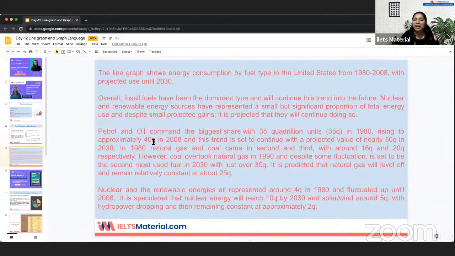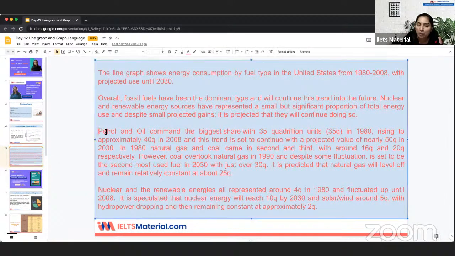Now, let's take the main body paragraph where they have explained petrol and oil. My question was, which is the category that went to the highest. It started with the highest and ended with the highest, so people will not stop using petrol or oil in the future. It is predicted that they would be using more petrol and oil, and they will not decrease the consumption. That is what is given here, taken from 1980 to 2008, and this trend is set to continue with a projected value of nearly 50 units in 2030.